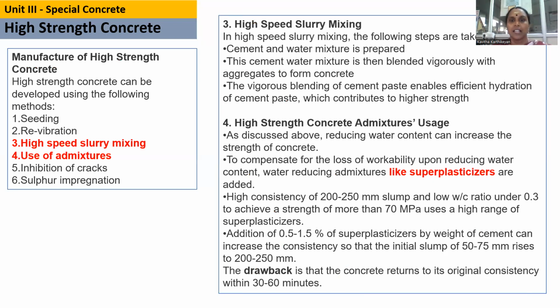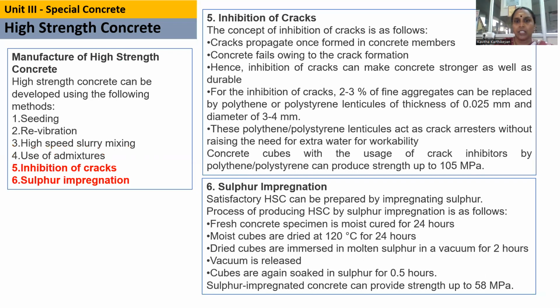This is one method. Next, we have the usage of high strength concrete admixtures. Here, admixtures like superplasticizers are used to increase the workability, as well as to improve the strength of the concrete. So this has been another method for making the concrete.